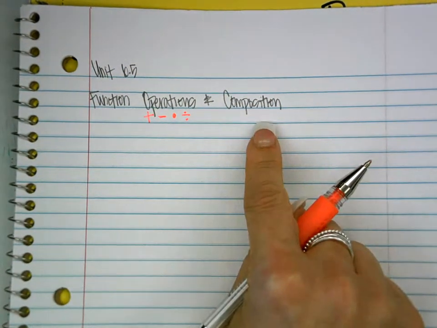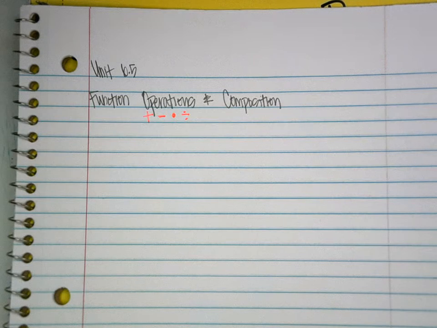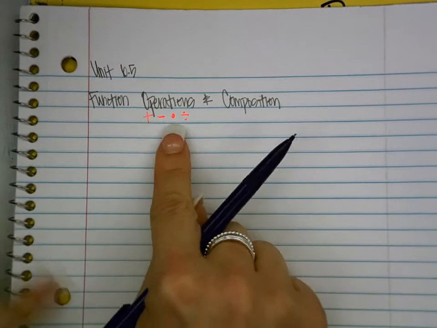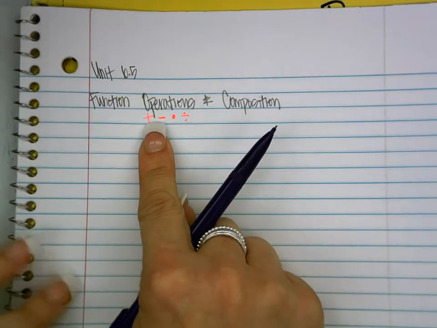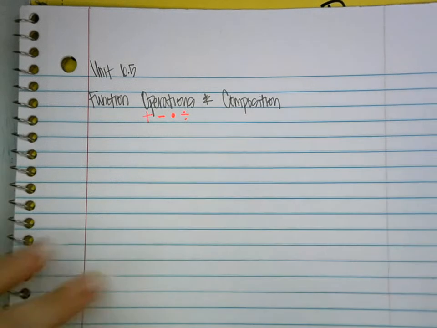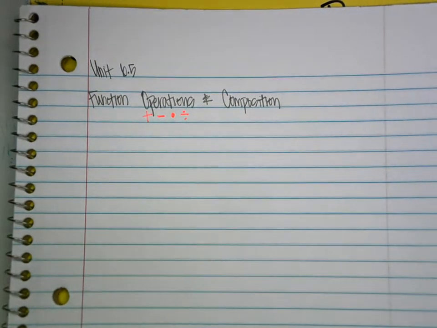Composition is when you're actually doing a function within a function. I'm going to show you with numbers and letters, so it'll be a little bit easier. But operations are just mathematical operators: add, subtract, multiply, divide. Composition is where we're actually putting two of them together.